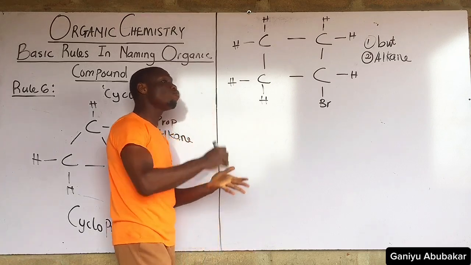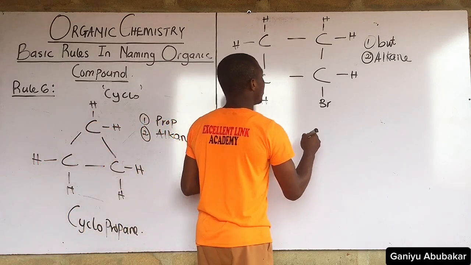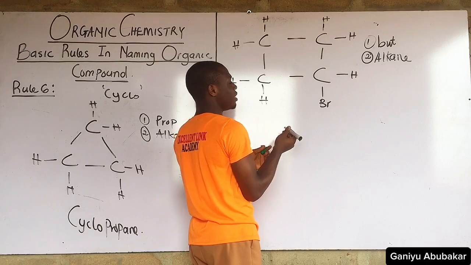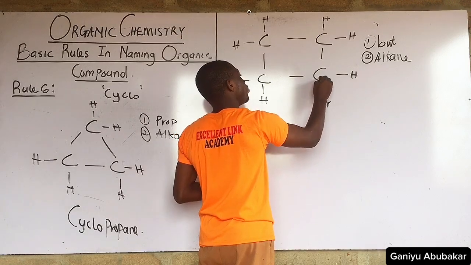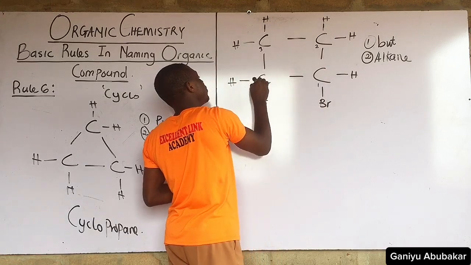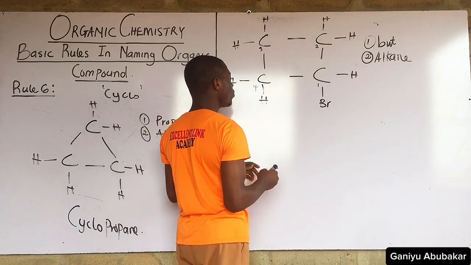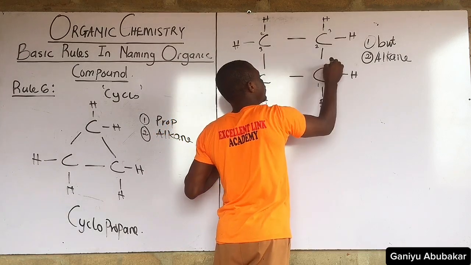So I have to show the position of the substituent. Let's say I'm using upper numbering. Let's say the best one that will suit me is the one with the least number of substituents. Let's start like this: 1, 2, 3, 4, upper numbering. Lower numbering 1, 2, 3, 4.